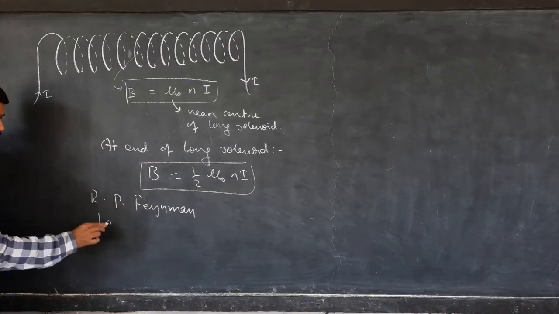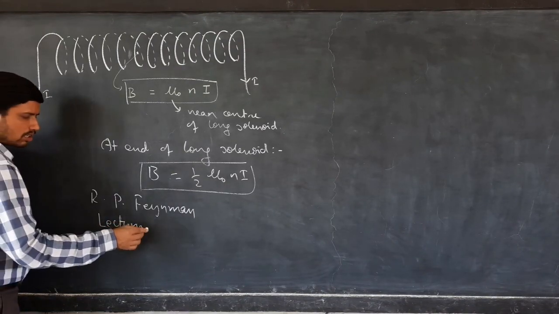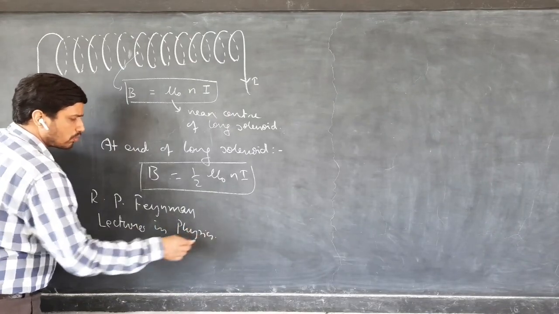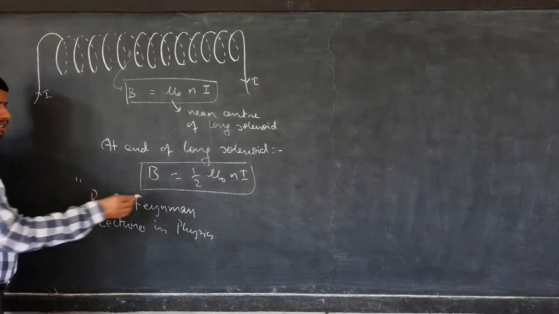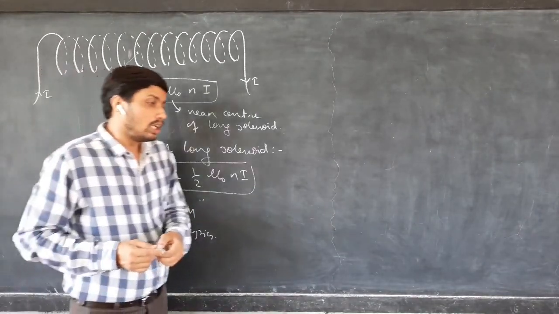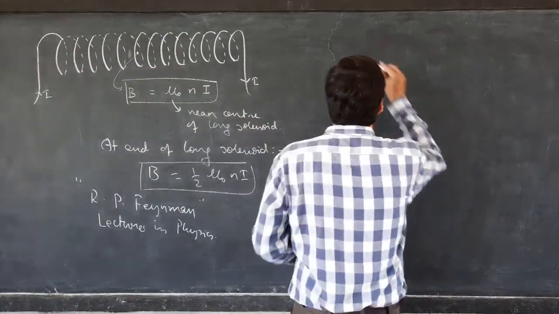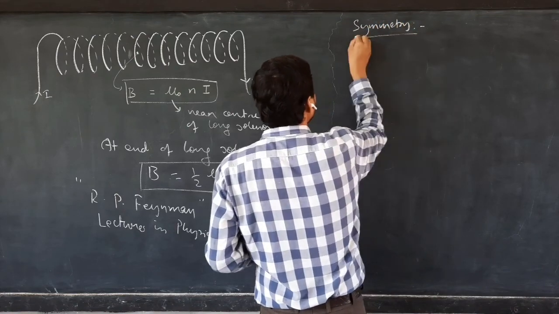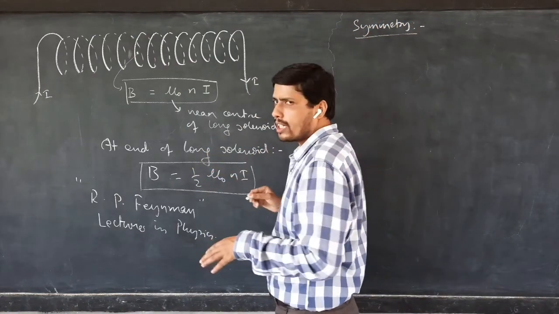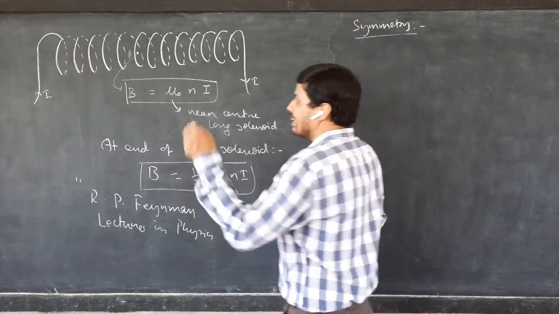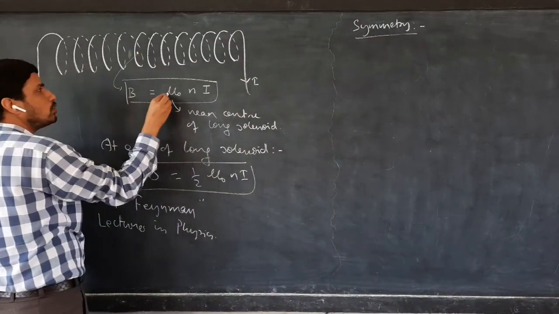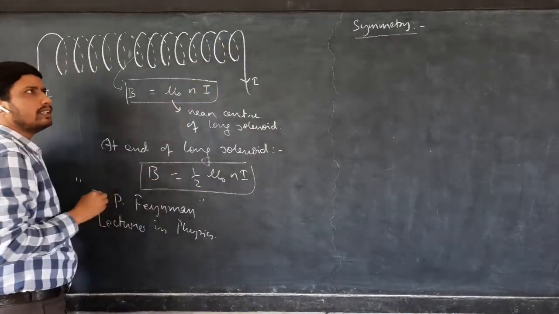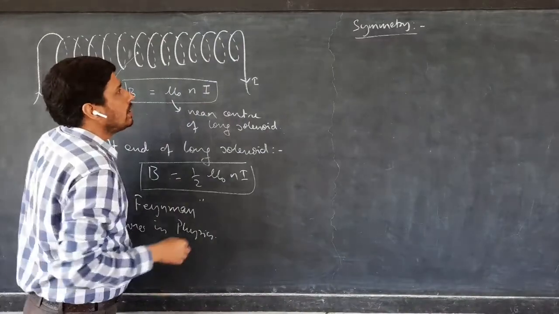In his famous series of lectures, Lectures on Physics, there are 3 volumes, volume 1, 2, and 3 by Richard P. Feynman, Nobel laureate in physics. So he argued about the concept of symmetry in a particular problem. Similar to that analogy, I will discuss this particular thing. Given that magnetic field at the center is mu naught n I, let us discuss by symmetry why it should be half of mu naught n I at the end.